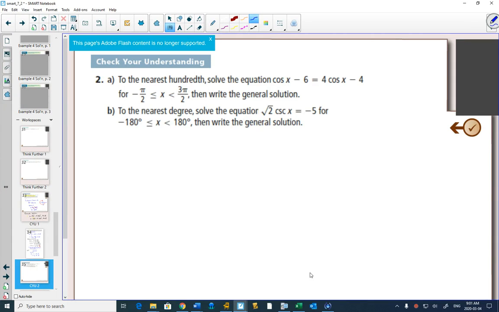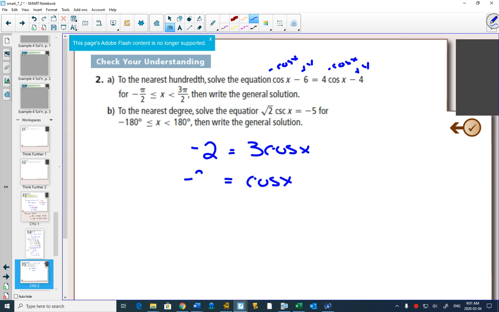Example 2 is very similar to example 1 in that you've got an equation where you have to combine your like terms. So I'm going to move the 4 over, add 4 to both sides, subtract cos x from both sides, and divide to get cos x by itself.